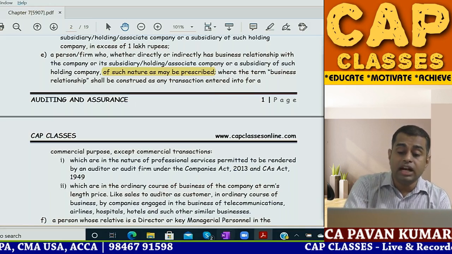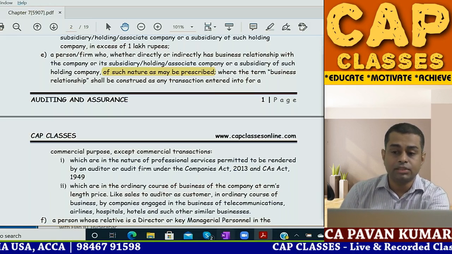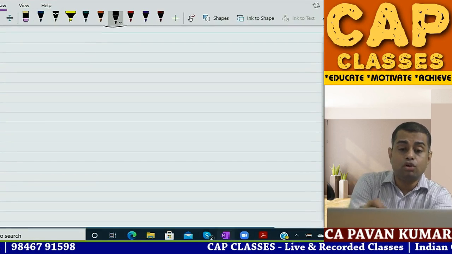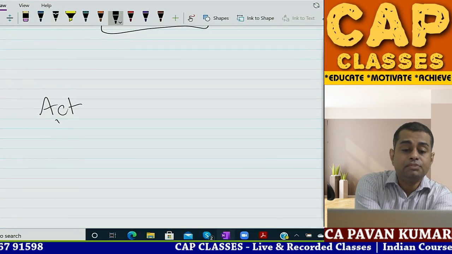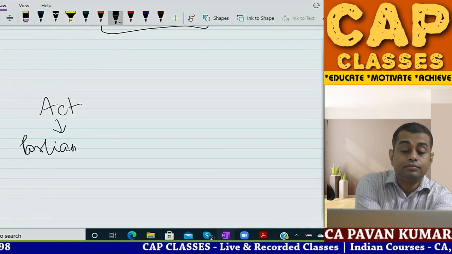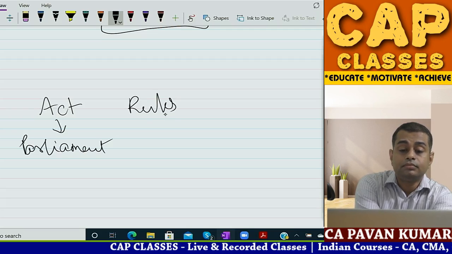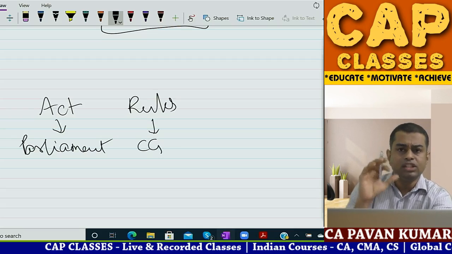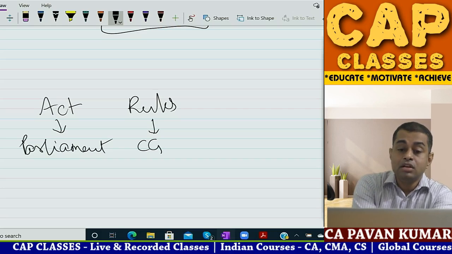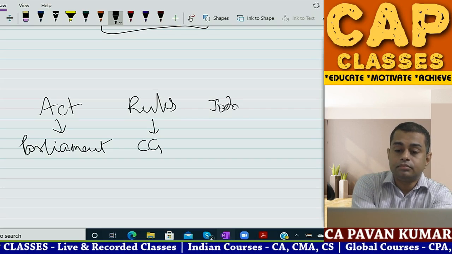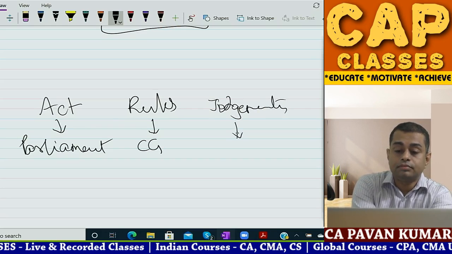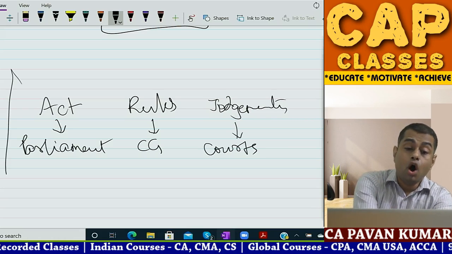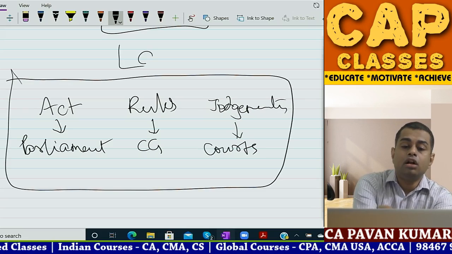Now try to understand one basic difference. Many students do not know this. An Act is passed by Parliament. Rules are passed by the central government or state government. Judgments are given by courts. Now, all these three things put together are called law.